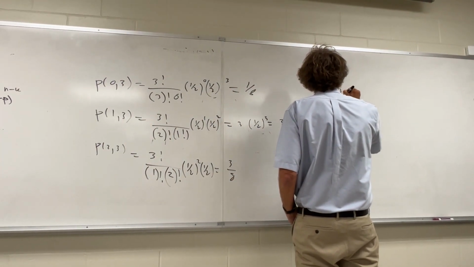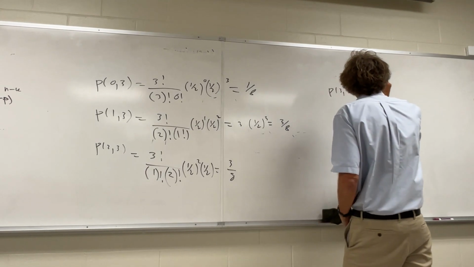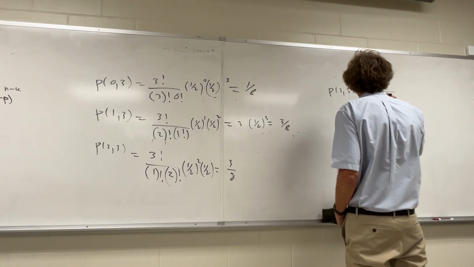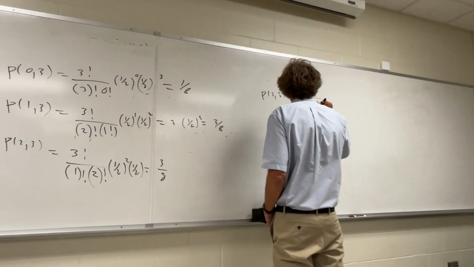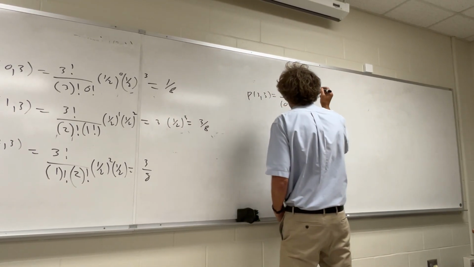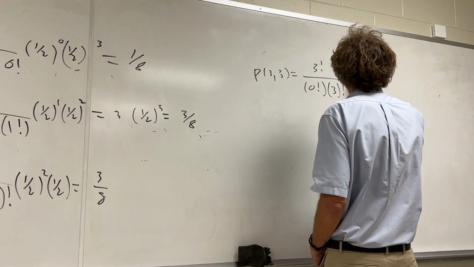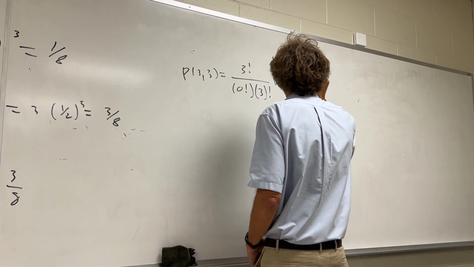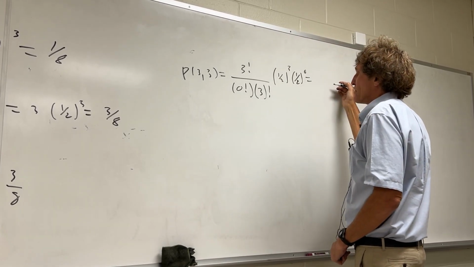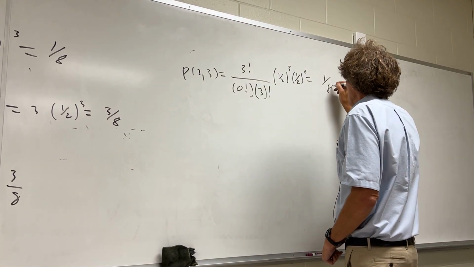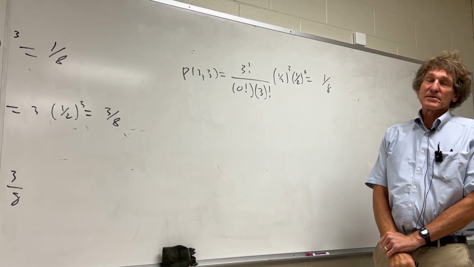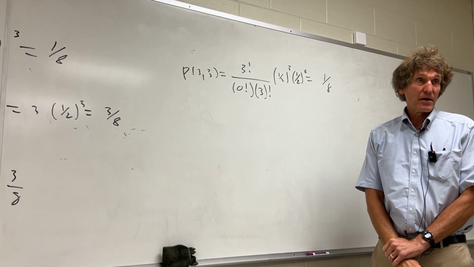Finally, what's the probability of all 3 of them being heads? Probability of 3 equals 3 factorial over 0 factorial times 3 factorial, times, in this case, 1/2 to the 3rd power times 1/2 to the 0 power, and this, in fact, is going to be what? 1/8. Now, add them all up. What do you get? 1/8 and 1/8, 3/8 and 3/8, it's 8/8 is 1. It always works that way.